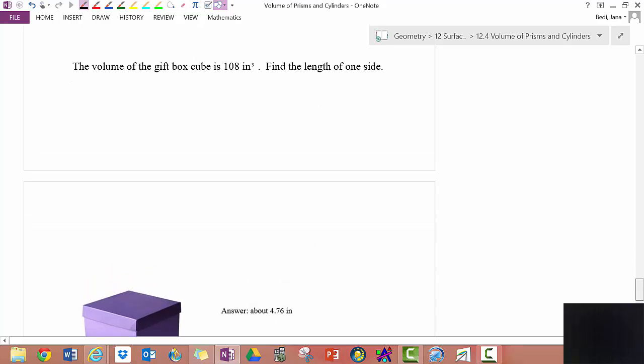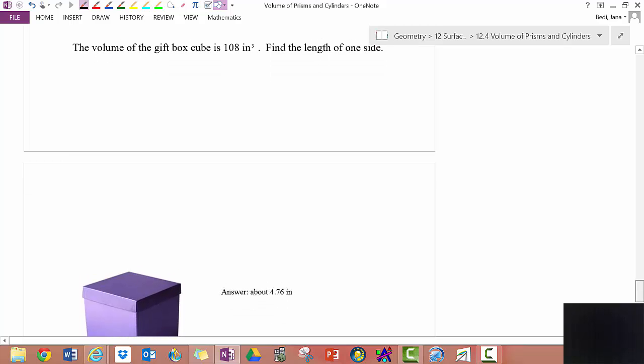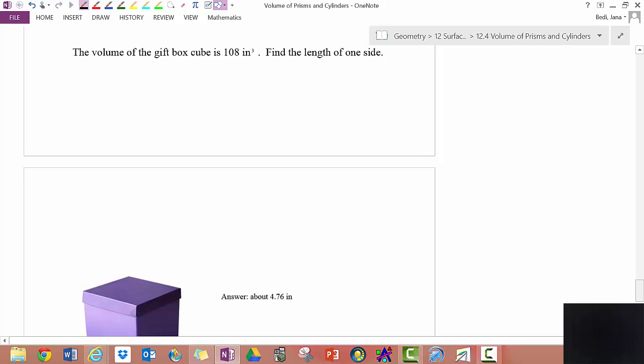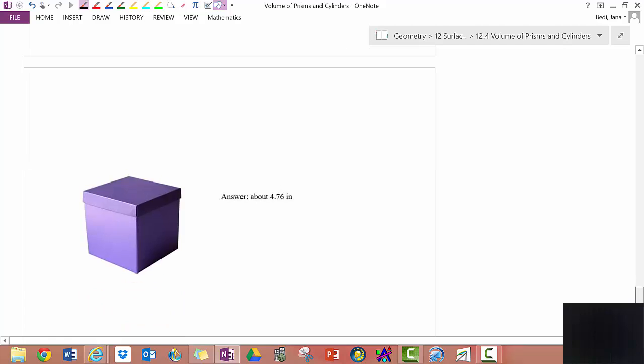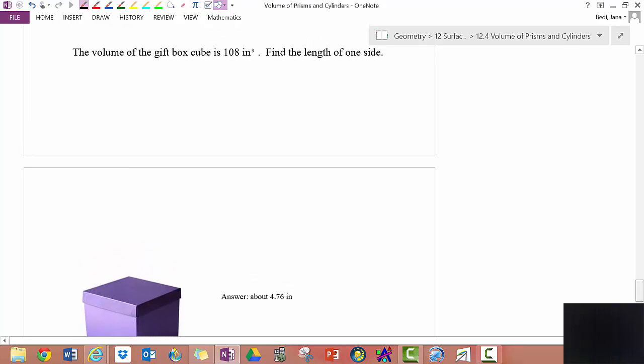This got a little shifted. Let me see if I can move it. Anyway. Okay, this is the gift box. The volume is 108 inches. Find the length of one side. So look at your formula. V equals S cubed. Ask yourself, what is V?